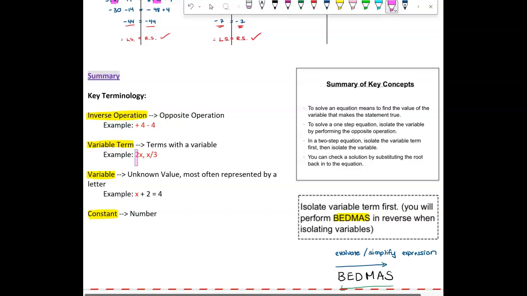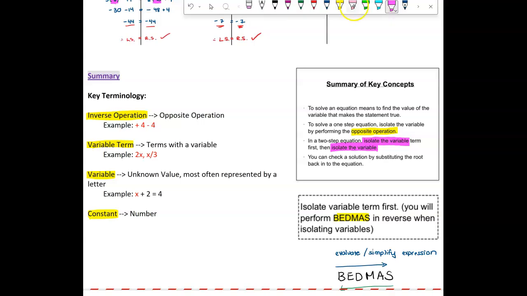So to summarize, to solve an equation means to find the value of the variable that makes the statement true, that makes the original equation true. To solve a one-step equation, we just isolated the variable by performing the opposite operation. And that's what we learned last time. And now in two-step or multi-step equations, we isolate the variable term and then isolate the variable. So the whole idea is to get the variable by itself. No terms added or subtracted to it, no coefficients being multiplied or divided with it. We just want to isolate the variable.